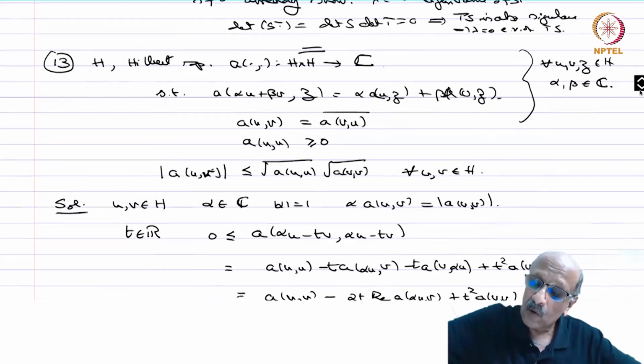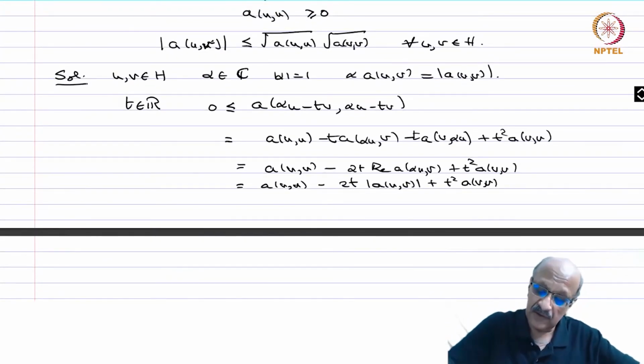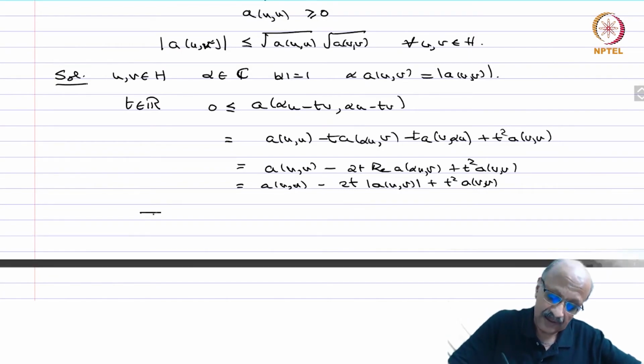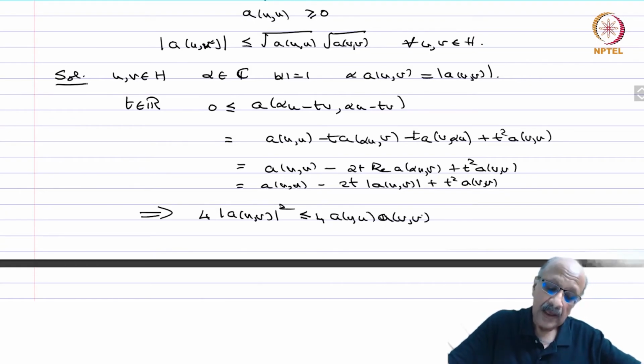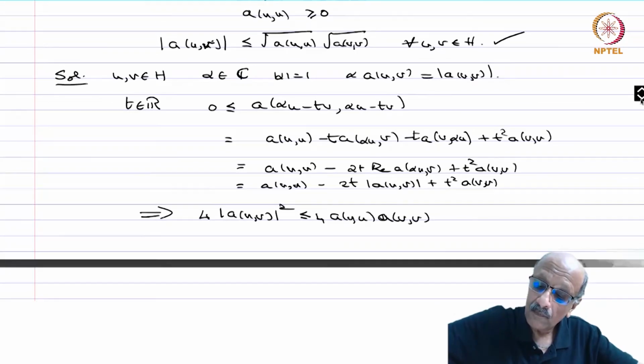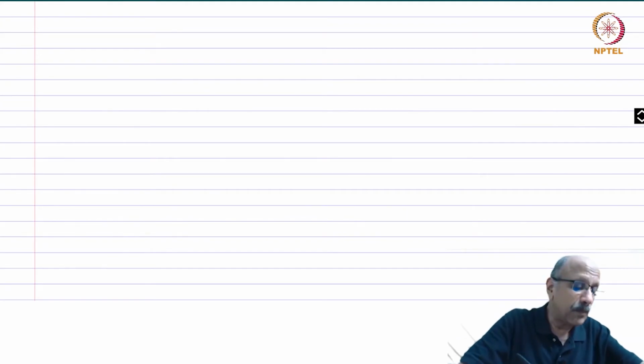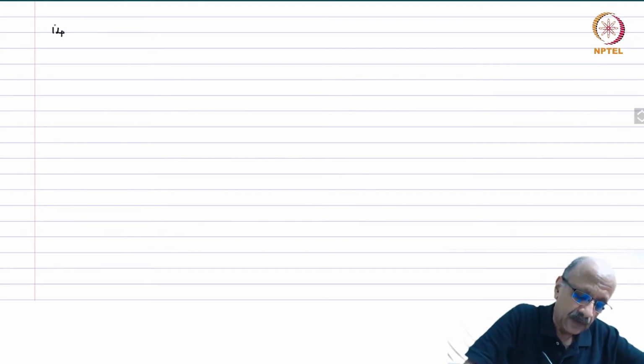And now you again have a quadratic form which never changes sign. That means the roots of the quadratic should be either coincident or imaginary, and therefore you have that b square is less than or equal to 4ac, so 4 times mod A(u,v) square is less than or equal to 4 times A(u,u) into A(v,v). And that's exactly this relationship here. Okay. So for the Cauchy-Schwarz inequality, you don't need the full power of the inner product.